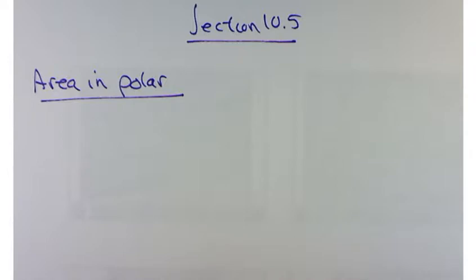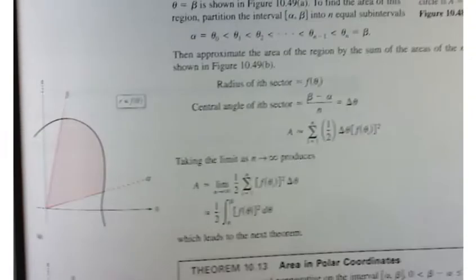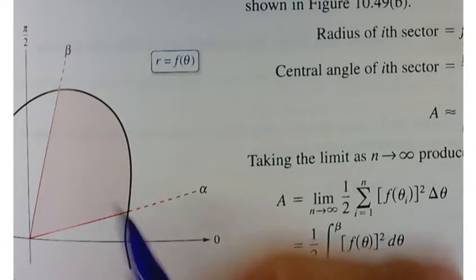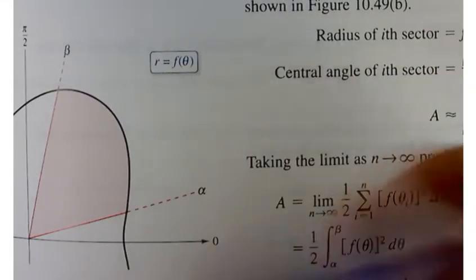Section 10.5 is going to discuss how to find the area of a region in polar coordinates. To do that, I'm going to have to remind you of a formula you haven't used since trig class. We're going to look into trying to find an area of a little sector, so two angles bounded by some function in polar coordinates. We want to find this area.